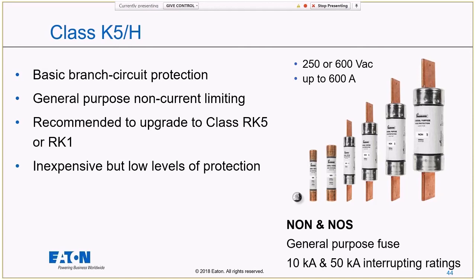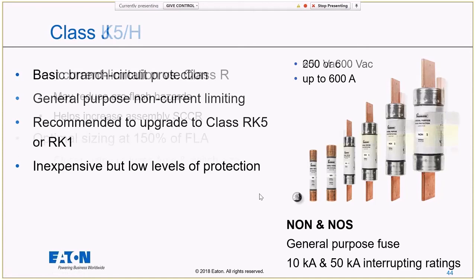But I always recommend upgrading a Class H or K5 fuse to at least an RK5, preferably an RK1. Then you'll get the levels of protection that you're used to associating with fuses, that high interrupting rating and that current limitation. You get neither when we talk about a K5 or an H fuse. So if you see some of these fuses out in the wild, people have them installed, I recommend switching those out and replacing them with an RK1. And if somebody comes to you and tries to order that Class H or K5 fuse, we want to try and upgrade them to at least the RK5 fuse.